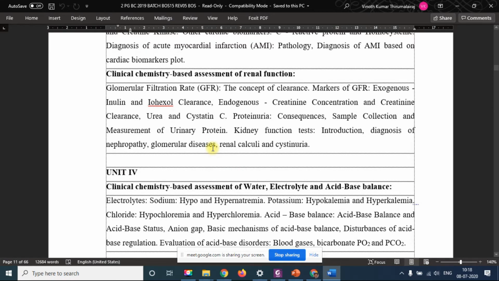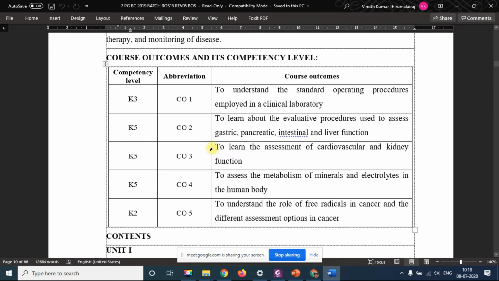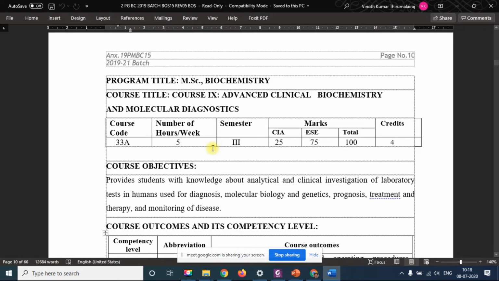This is a very important paper, and frankly speaking very interesting also. At the same time, you have to study each and every day. If you accumulate everything and open the book only before the model exam or internal exam, you cannot understand anything.